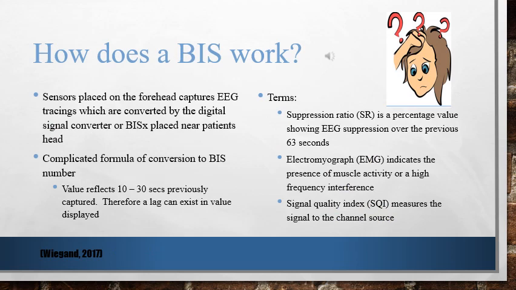So how does a BIS work? These sensors that we put across the patient's forehead actually will capture the EEG tracings. And that little blue box that you saw, that blue box's job is to digitally convert those signals into a number. And that box has to be really close to the patient's head in order to do that.